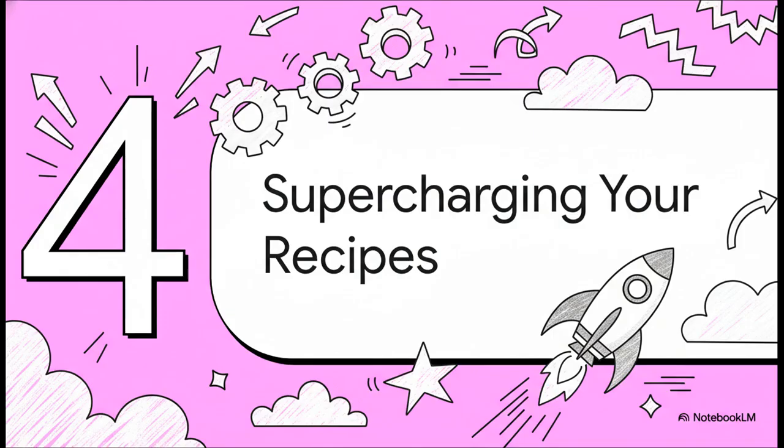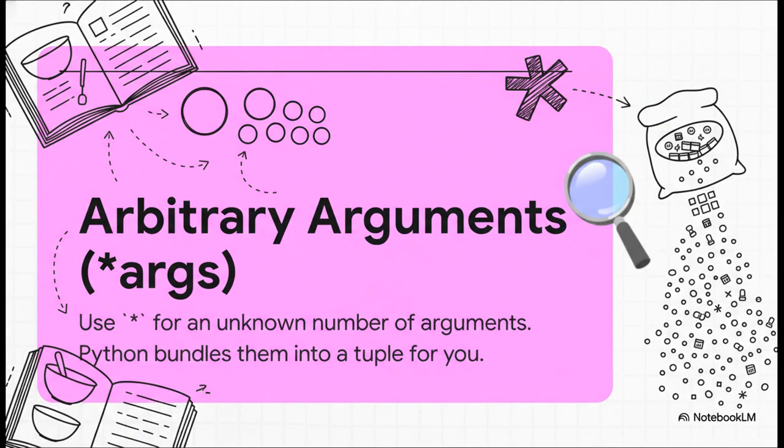Let's take a quick peek at a few ways to supercharge your recipes and make them incredibly flexible. So what if you have a recipe, but you don't know if you're going to get 2 ingredients, or 5, or maybe even 100? This is where *args comes in. That little asterisk tells Python, hey, just gather up however many arguments they give me, and it just bundles them all up for you into something called a tuple. So it doesn't matter if you give it 2 numbers or 20.